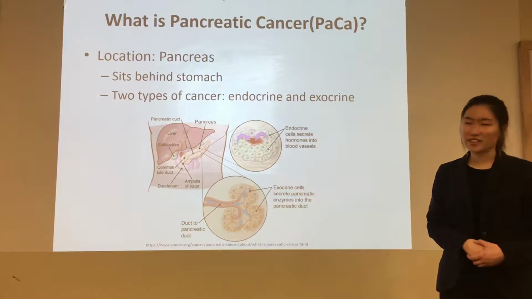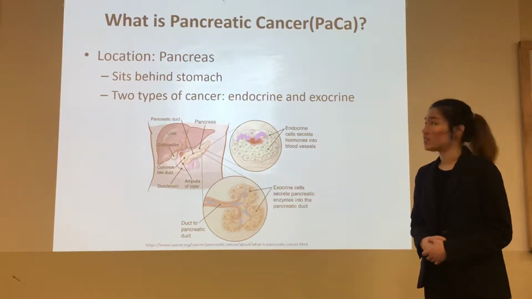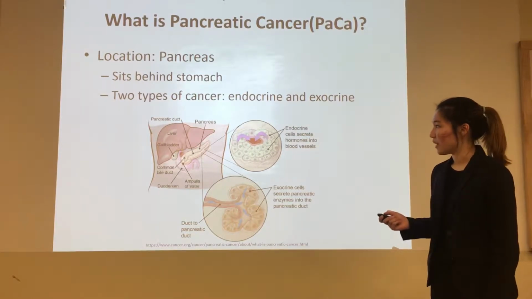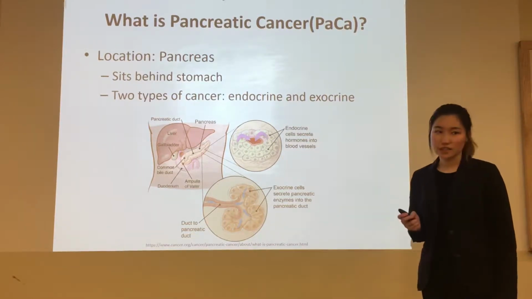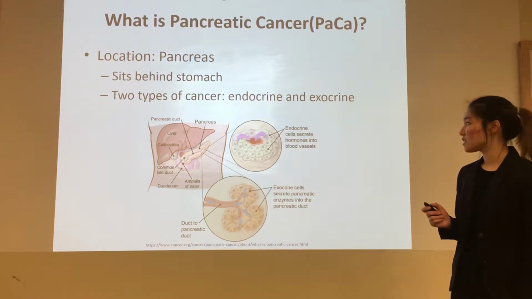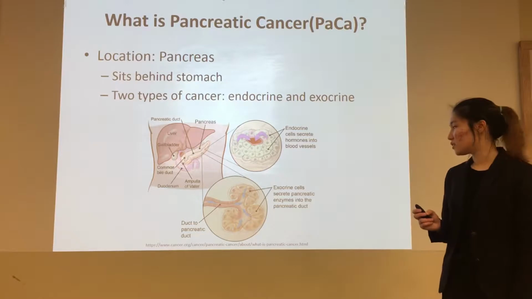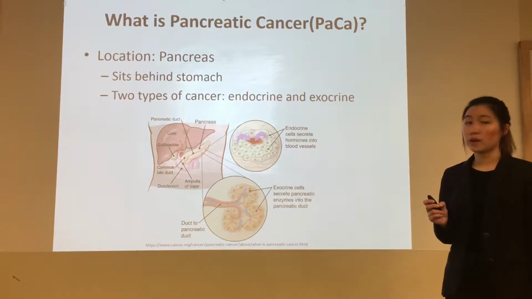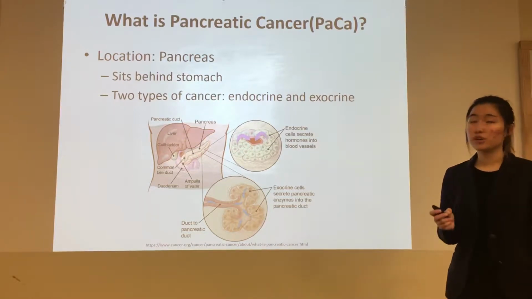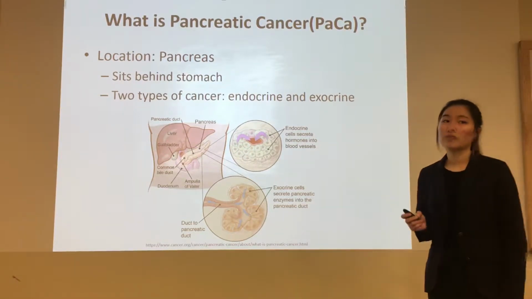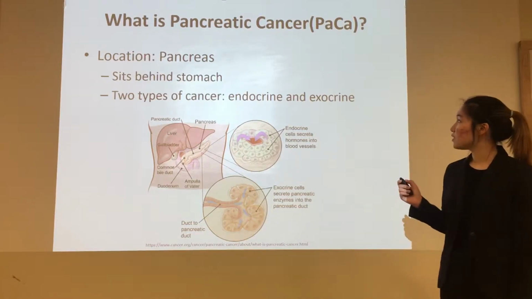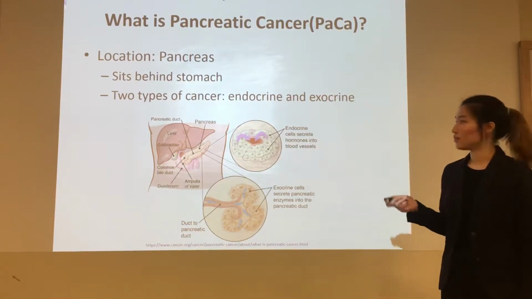So what is pancreatic cancer? As it is said in the name, it occurs in the pancreas, which sits behind the stomach, and it has two types of cells. One is endocrine and the other is exocrine. Endocrine cells secrete hormones into blood vessels, while exocrine cells secrete pancreatic enzymes into the pancreatic duct. Depending on which cell the tumor occurs in, it will determine the type of pancreatic cancer. And the more common cancer type occurs in exocrine cells.